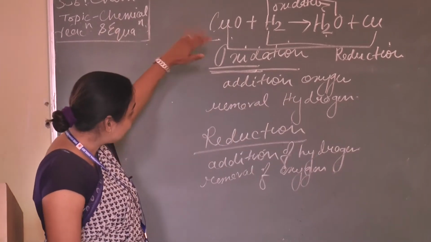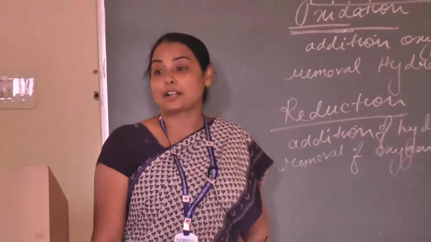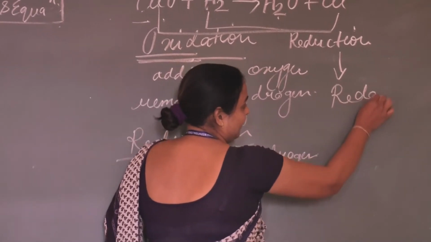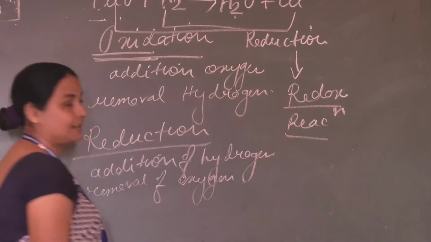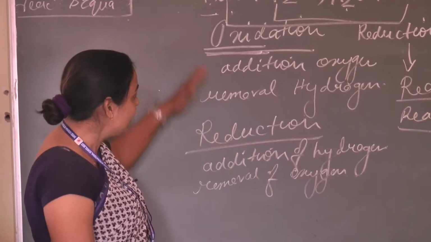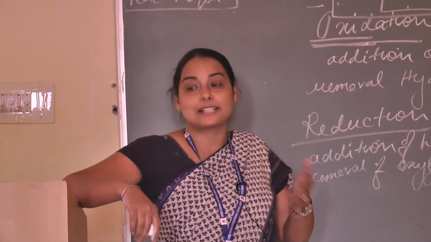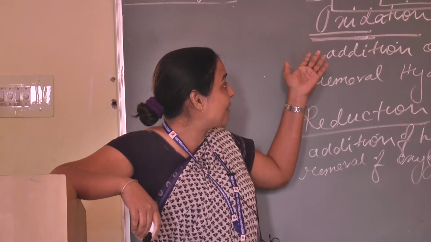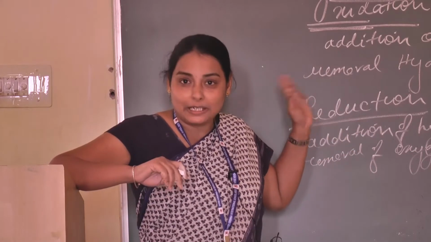So students, this particular process where we are seeing oxidation and reduction taking place, we call it redox reactions. Clear? So all the reactions, what are they? Combination, displacement, decomposition, double displacement reactions. We are having oxidation, we are having reduction, we are having redox. So this part is to be clear.